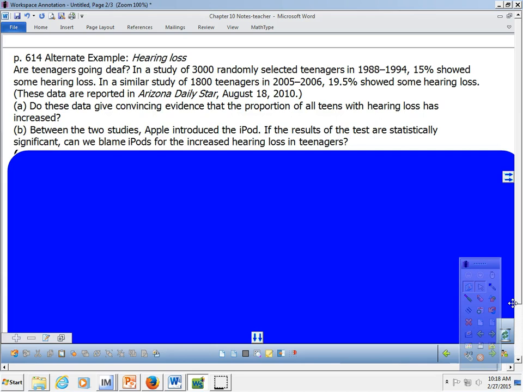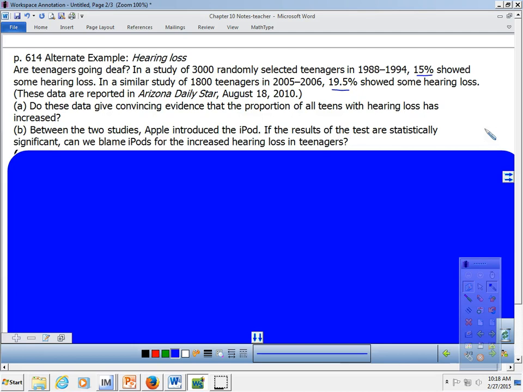So our question: do these data give convincing evidence that the proportion of all teens with hearing loss has increased? Well, first of all, look at your sample results. Do they show a difference? It was 19.5% in 2005-2006, where it was only 15% in 88 to 94. So the data does at least suggest that there's a difference. Now what we want to do is see if that difference is significant or not.